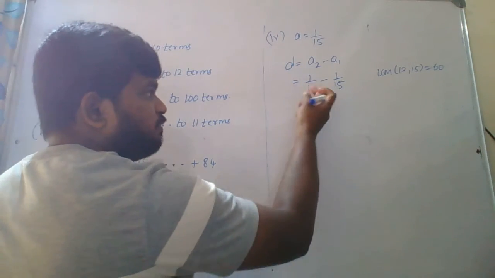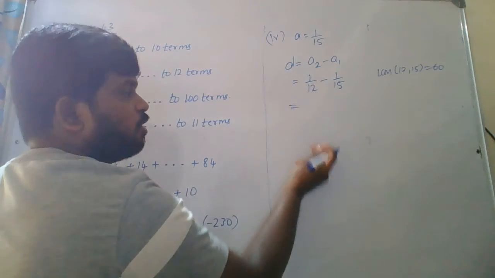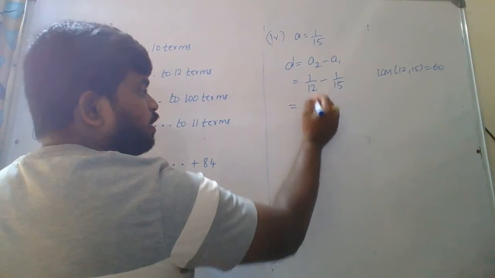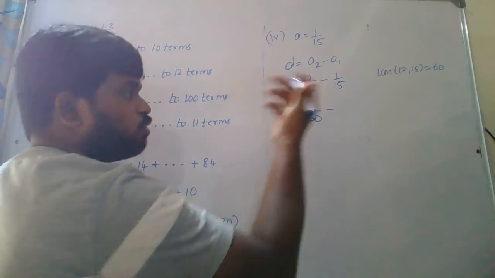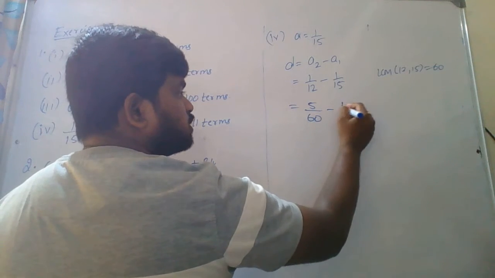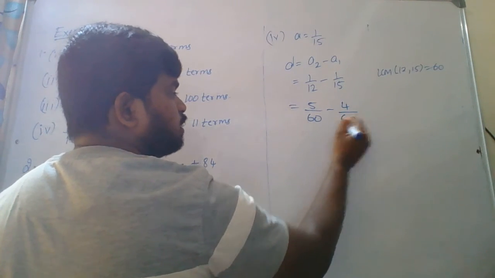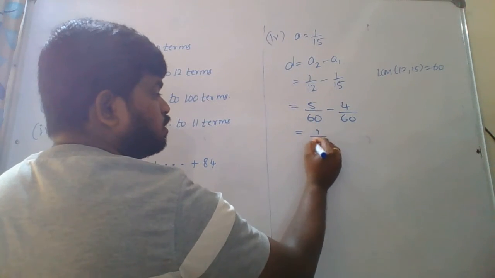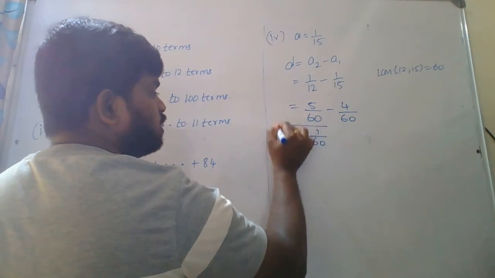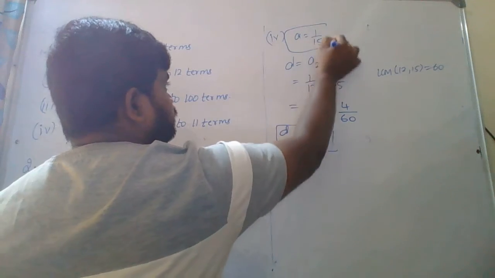To make this 60, I have to multiply by 5 for both numerator and denominator. 5 ones are 5, 5 12s are 60. To make this 60, I have to multiply by 4 for both numerator and denominator. 4 ones are 4, 4 15s are 60. Now the denominators are the same, you can subtract. 5 minus 4 is 1. So it will become 1 over 60, 1 by 60. That's the value of D.